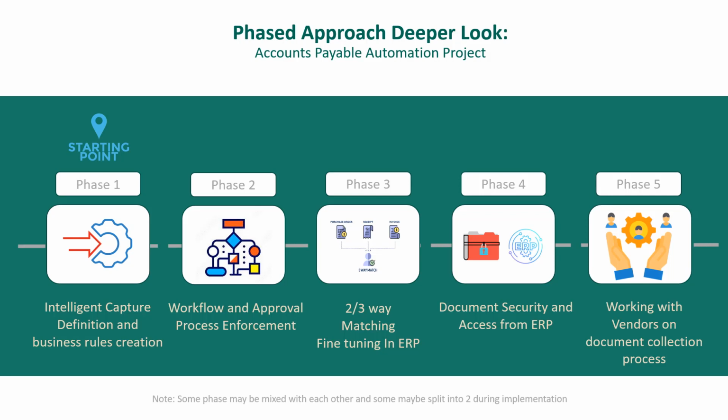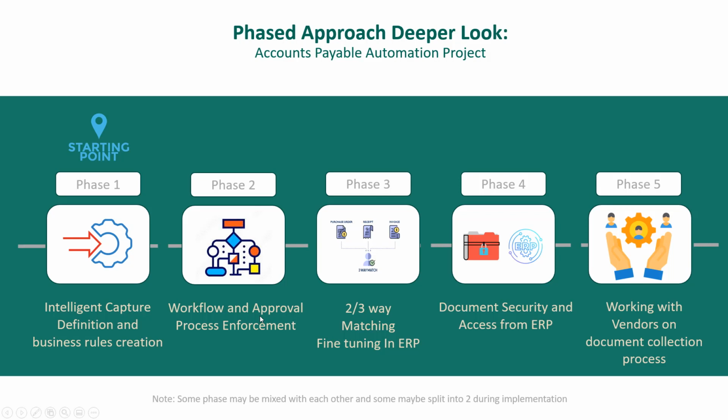This slide is a sample AP automation product that is broken down into phases that might be taken during an implementation. And one of the big reasons we break it into phases is so that you can see ROI earlier in the implementation process. So if you look at that, we start with phase one, implementing the intelligent capture and definition process, right? Teaching it, getting it smarter during that process.